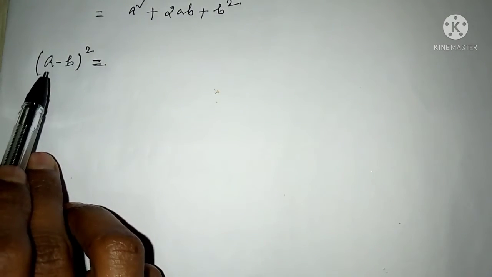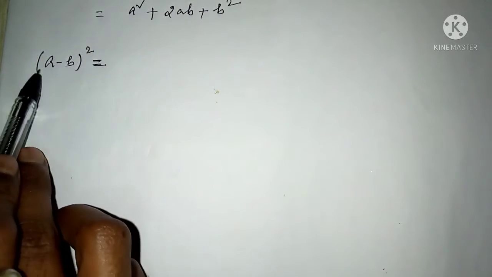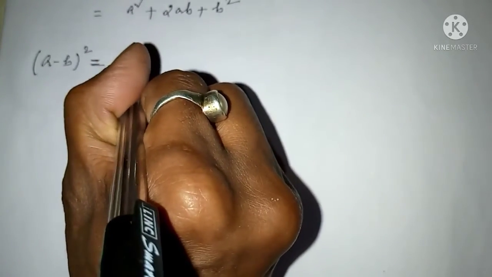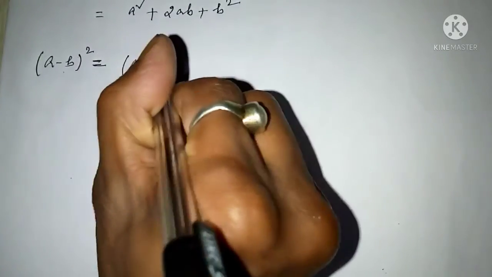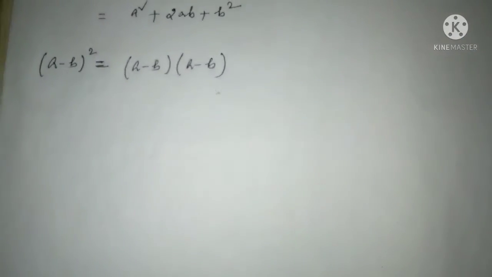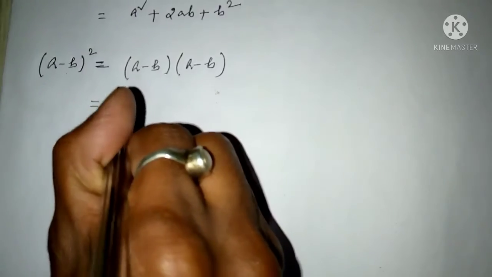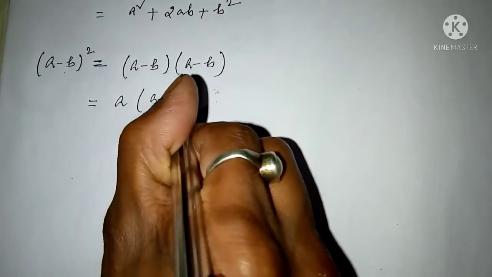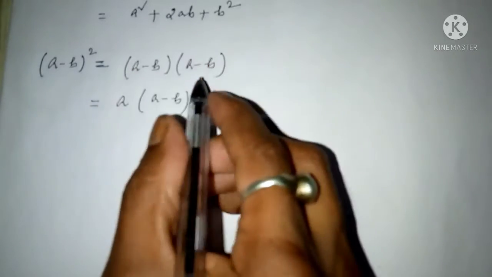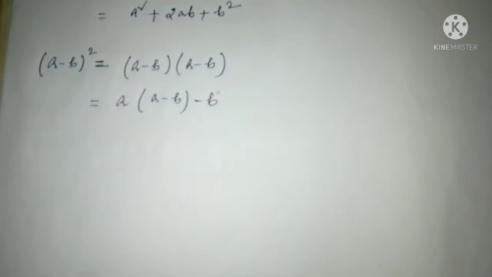So next, I have considered a minus b whole square, because a minus b is also a binomial. Then we'll repeat the same procedure here as well. So you can see that is a minus b into a minus b. Again you apply the distributive property here, a into a minus b. Again you have a minus b here, so you write minus b.